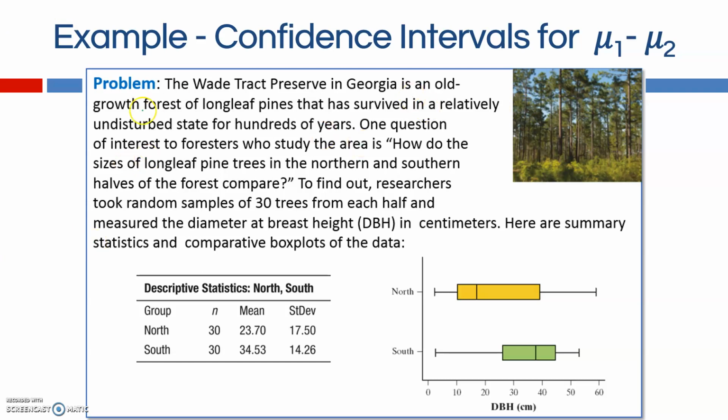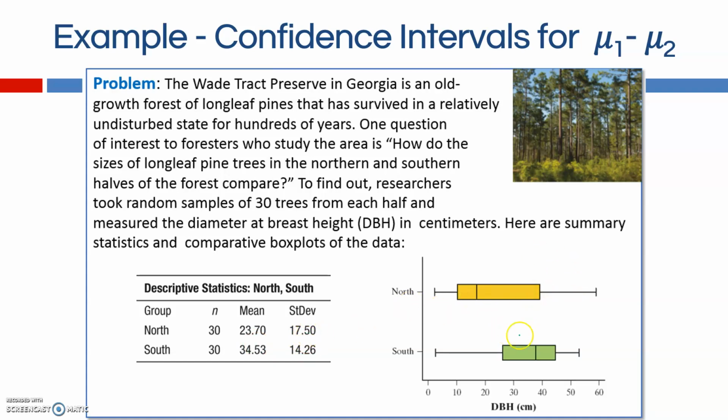All right, so you're going to notice here that they didn't give you any data, there's no list here, okay? So they actually gave us the summary stats. They took 30 trees in this northern half and calculated a mean DBH of 23.70 centimeters with a standard deviation of 17.5 centimeters. In the southern half, they took 30 trees. So these would be equivalent to your x-bars right here. You have 2 x-bars and you have 2 standard deviations.